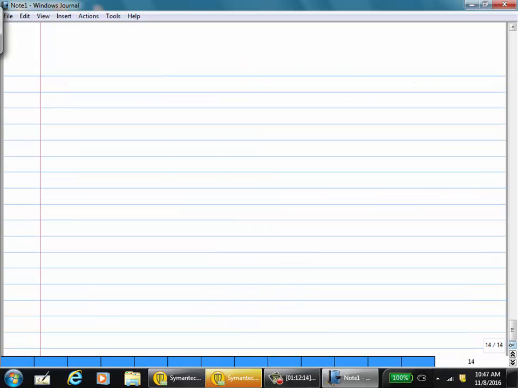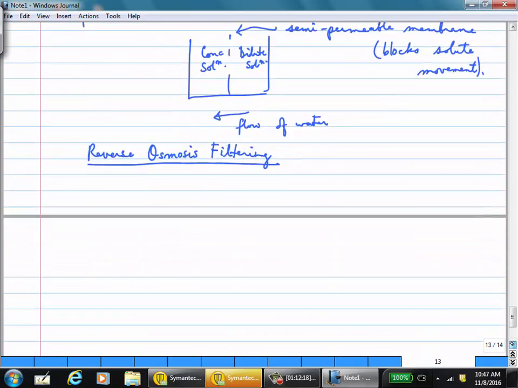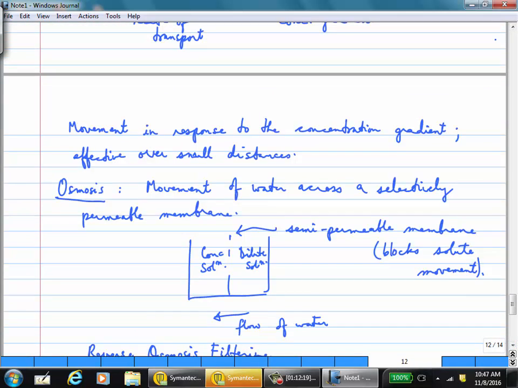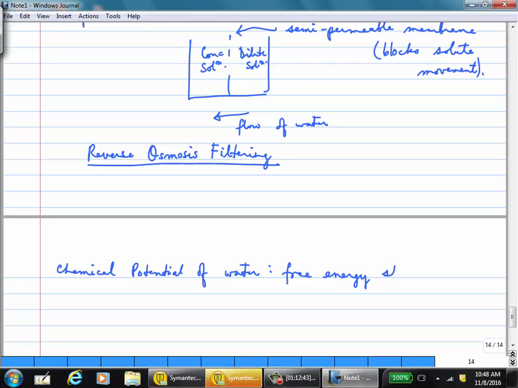That brings me to the point where I want to see the effect of water pressure, solute concentration, everything together. So we will need to look at what is called the chemical potential of water, which is the free energy status of water.